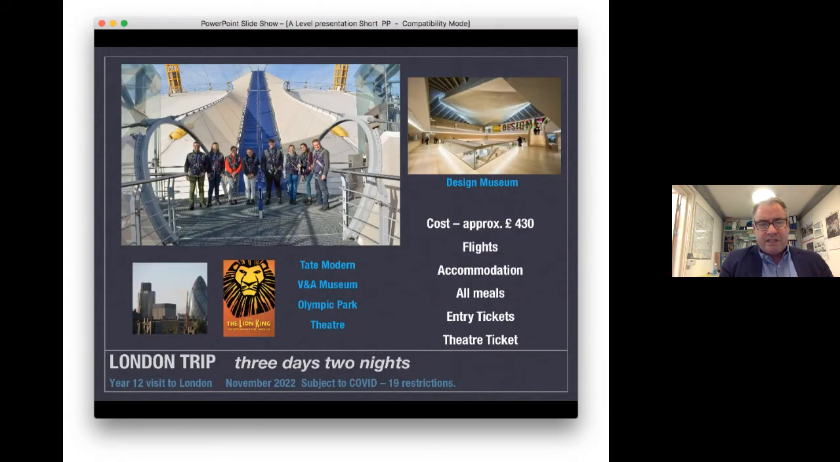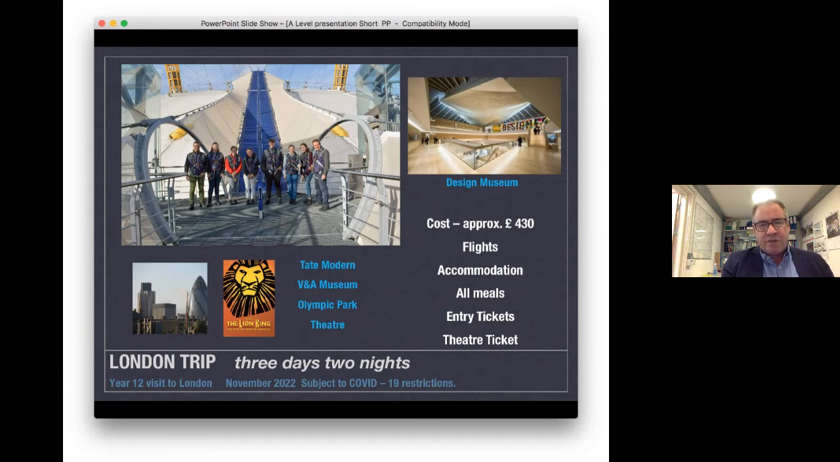Now, we're hoping to restart the London trip in November. We'll see whether COVID regulations permit this, and I will give you more information if it's looking likely to resurrect our 3 days, 2 nights trip to London. At this stage, a ballpark figure would be £430, but within that you get everything. You get flights, accommodation, all your meals, entry tickets to museums and theatre tickets, and all of the actual activities have a relevance to product design.